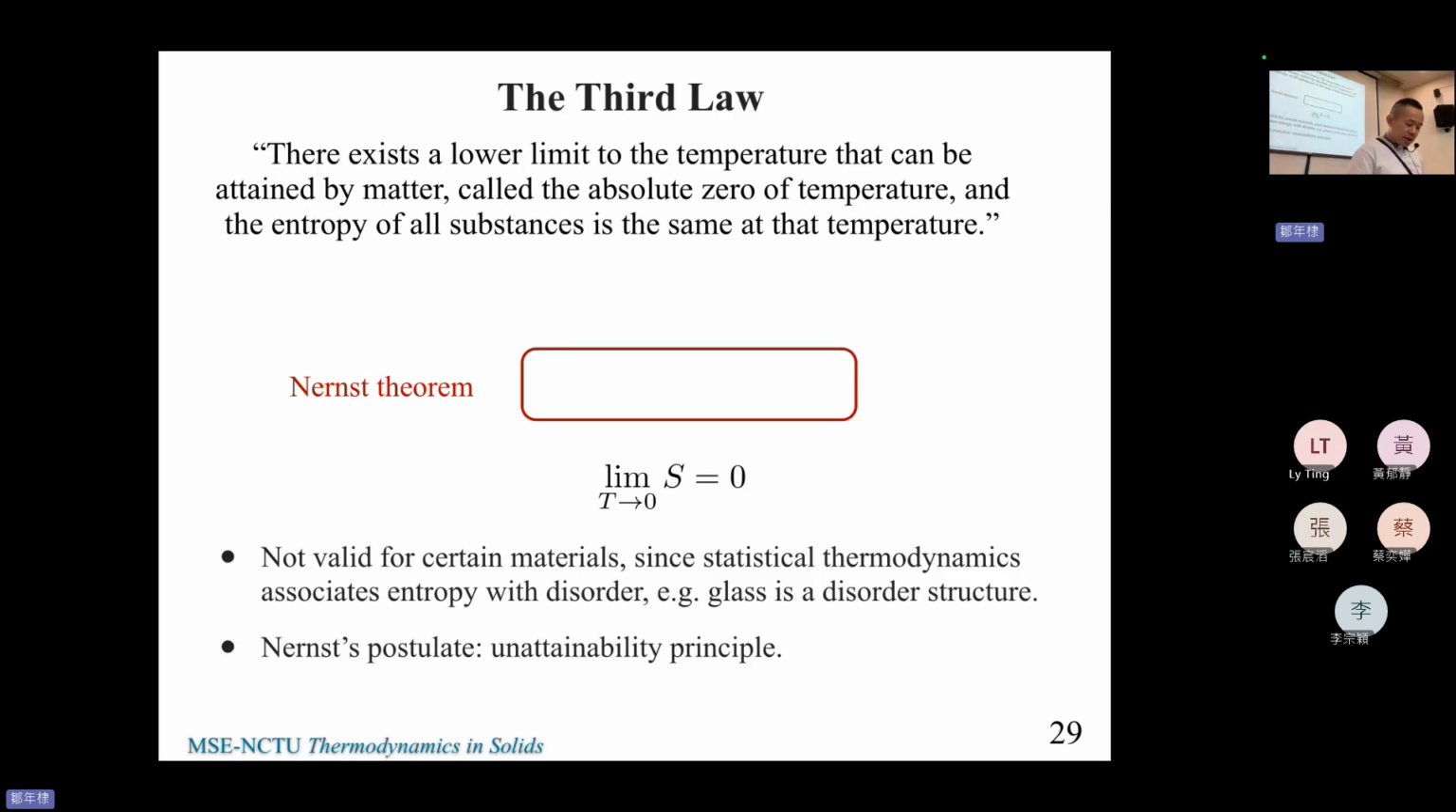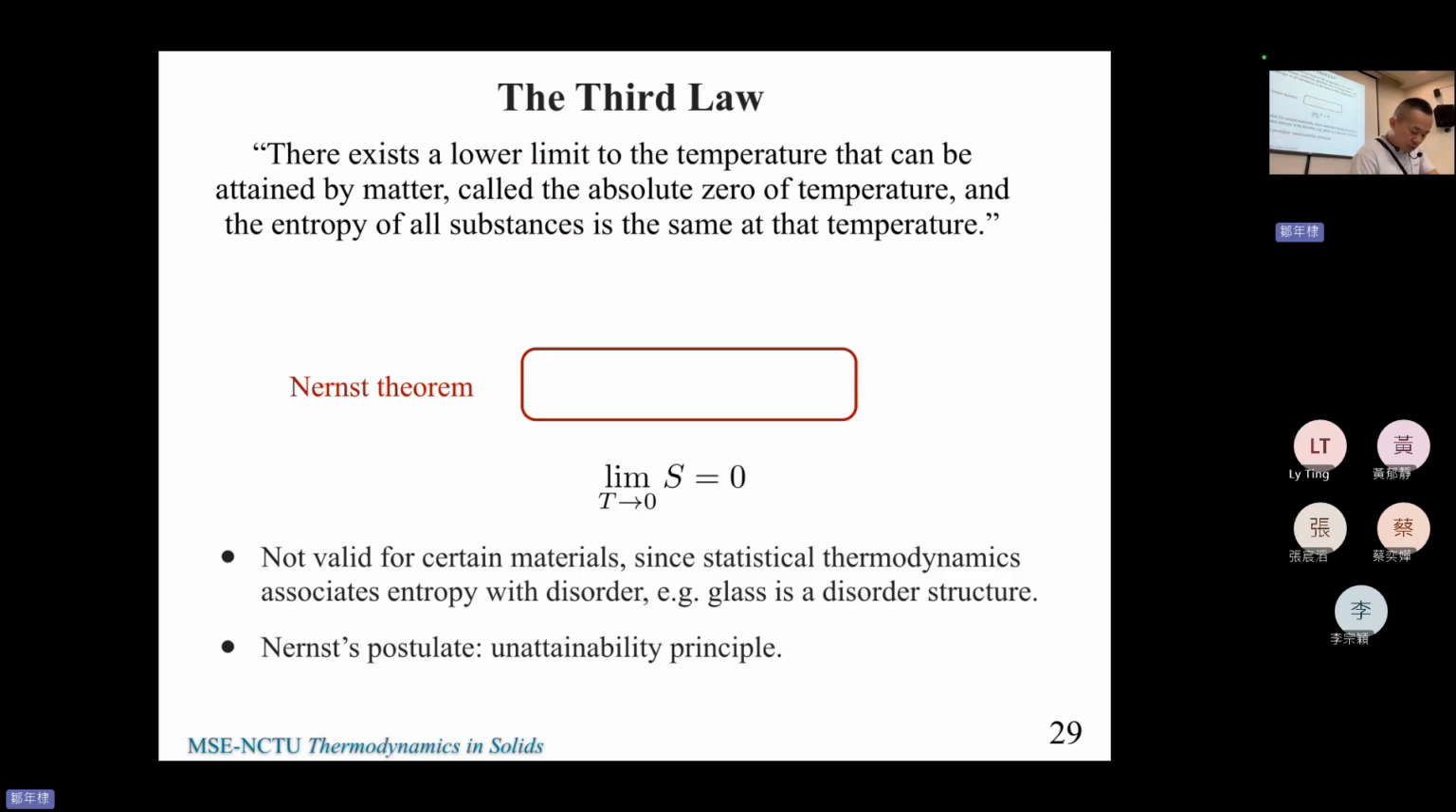OK, next. Finally, the final section for PDF 3 is the third law. The third law: there is a lower limit to the temperature that can be attained by matter, called absolute zero of temperature. Okay, absolute zero. And the entropy of all substances is the same at that temperature.